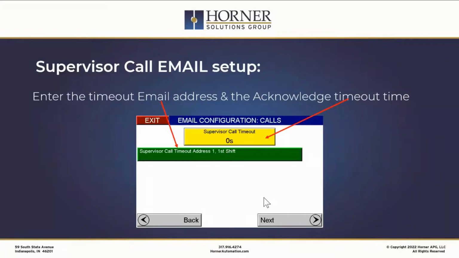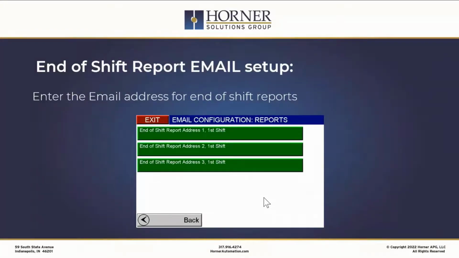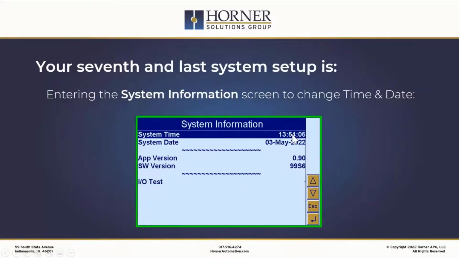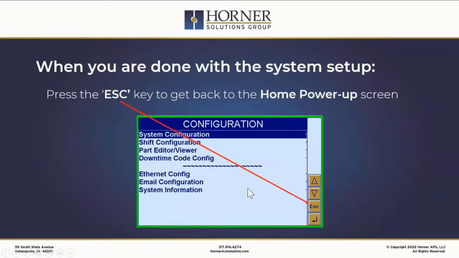And then the timeout. This has to do with downloading the files at the end of the shift. So at the end of shift 1, who do you want the data log files to be emailed out to? And then the last one is a little bit of a system information file. This lets them get in and change time and date, but it also lets them see the application version and software version of the OEE product.